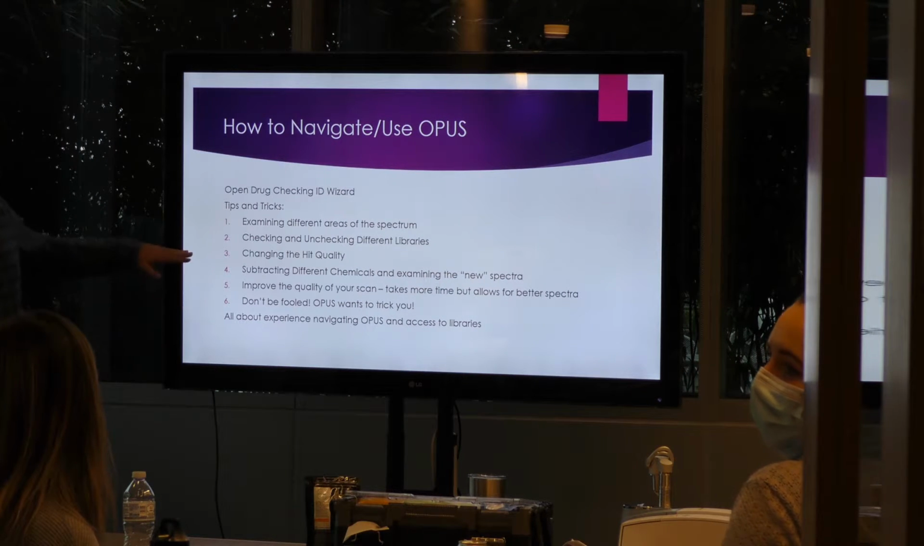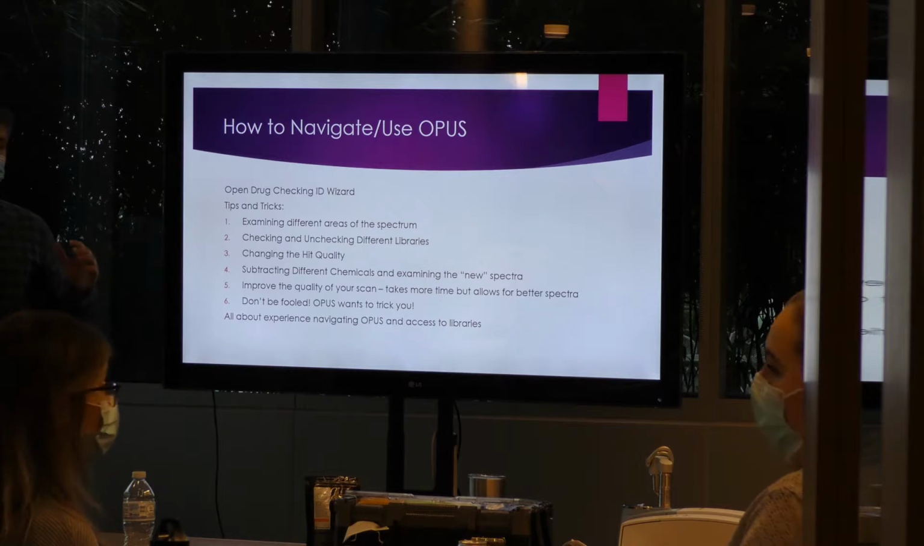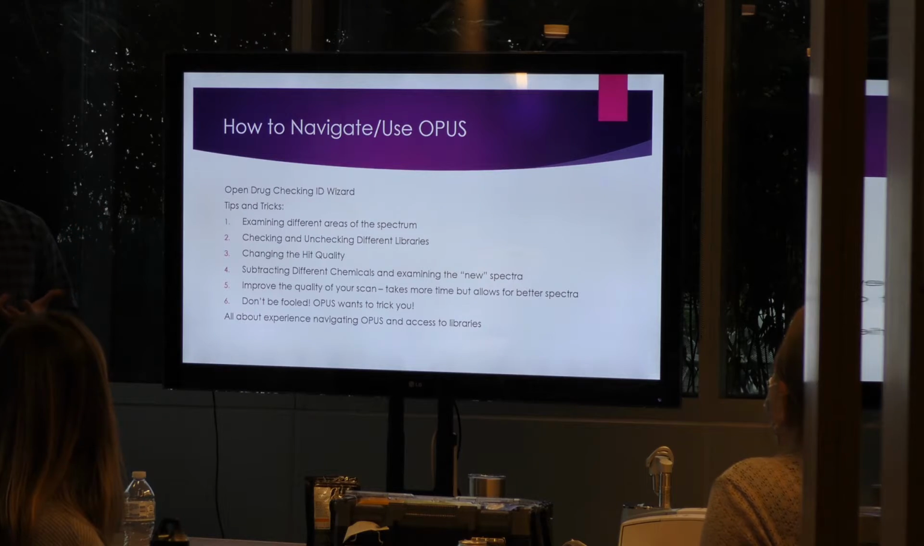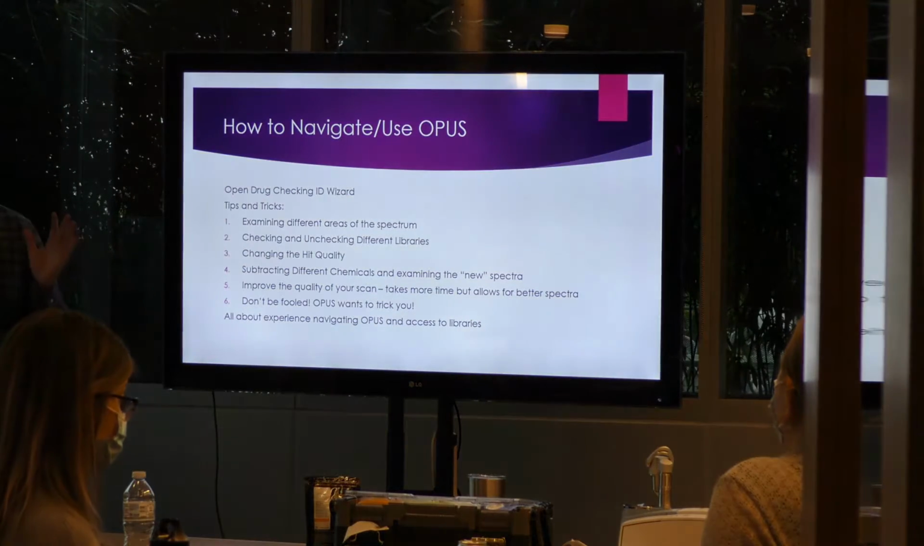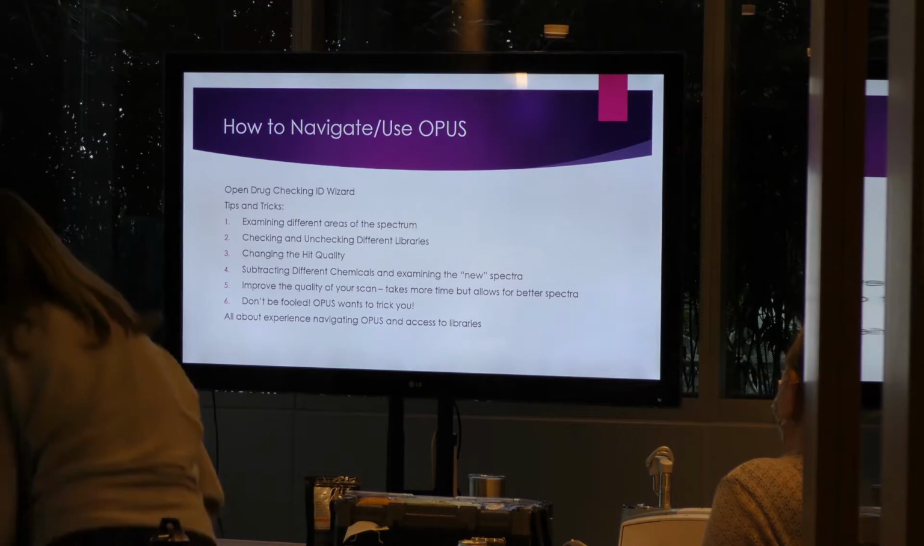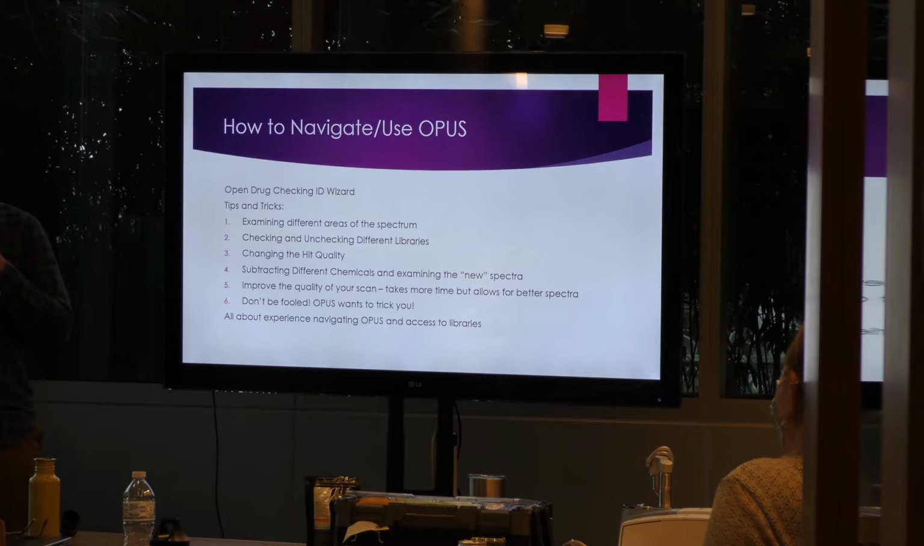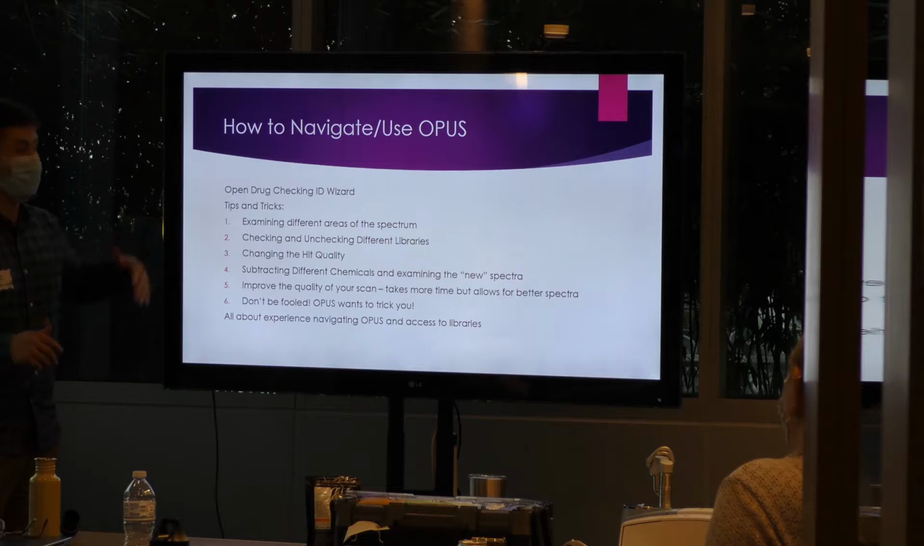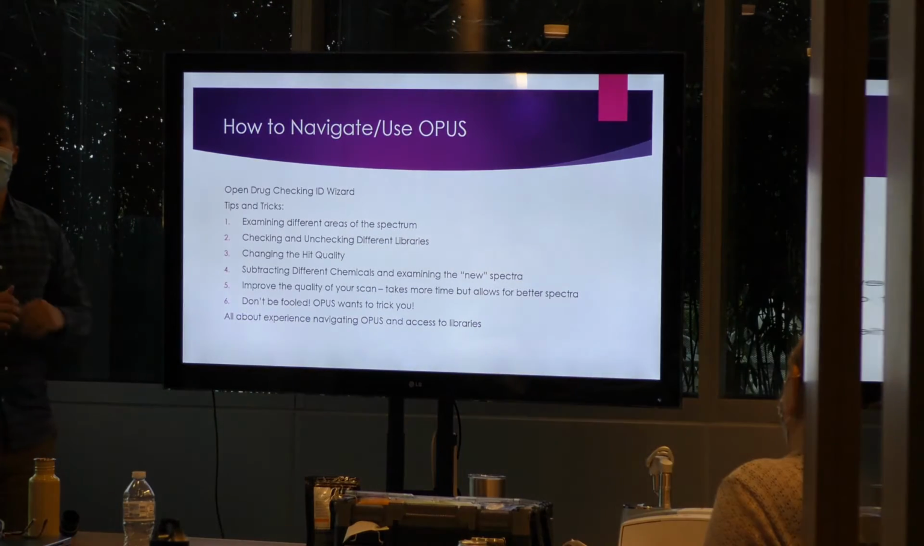So changing the quality, as I mentioned, let's say you have like 5 different samples in it, and the Opus software isn't able to get a good guess on any of them because it's too mixed. You can lower the hit quality, and that might let you see a better thing. But before doing that, I would rather go to examining different areas in the spectrum. What does that mean, lower the hit quality? I'm not familiar with that.